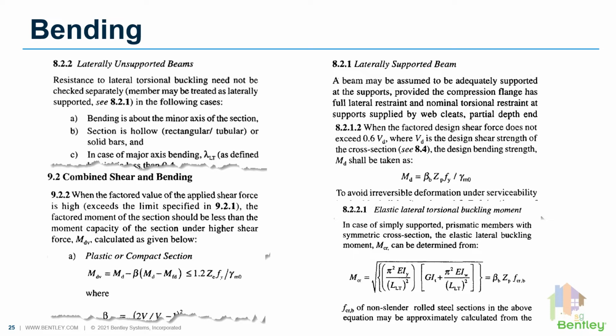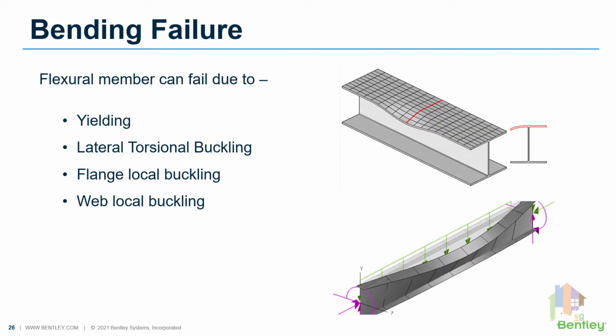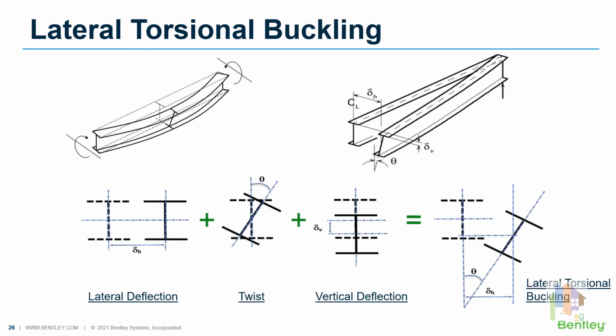in STAAD. Any flexural member can fail in bending for multiple reasons like flange yielding, lateral torsional buckling, or tension or compression flange local buckling. Among all these failure criteria, the Indian Code considers two types of failure in capacity calculation. First one is lateral torsional buckling and second one is yielding. The most critical failure for any unrestrained beam in flexure is lateral torsional buckling failure.